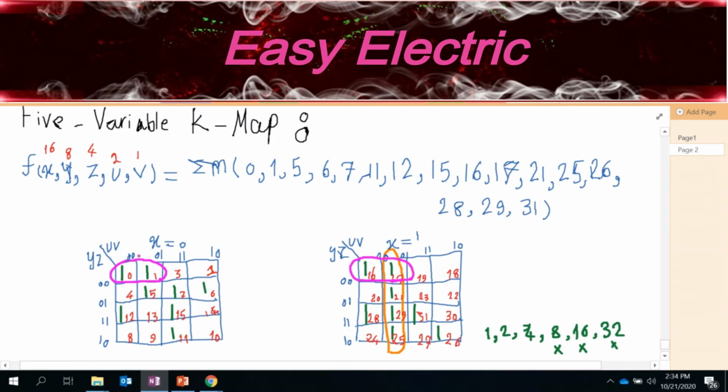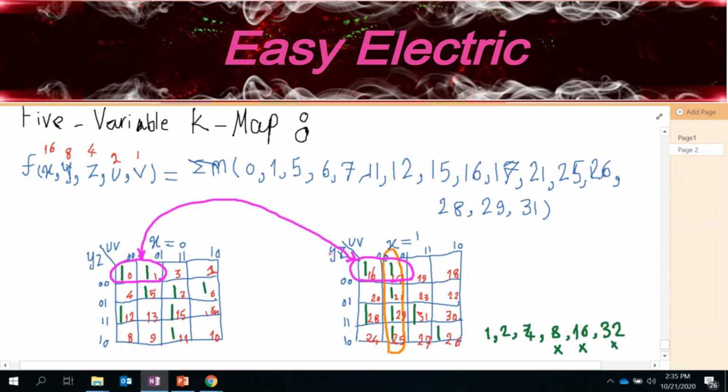These two with these two are neighbors. Why? Because the corresponding squares in the two tables are neighbors. So these two are neighbors with these two. Then you could put them inside a group with 4 members.